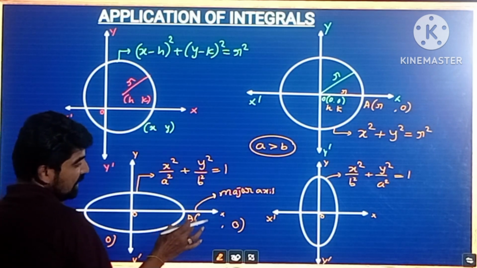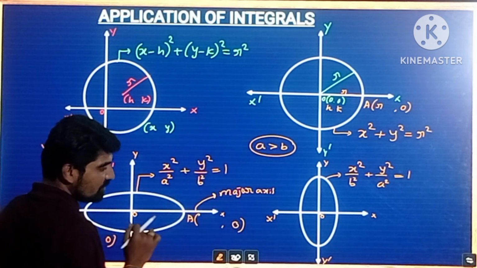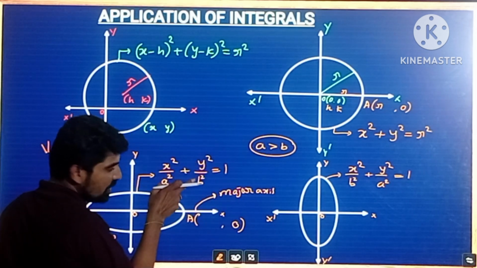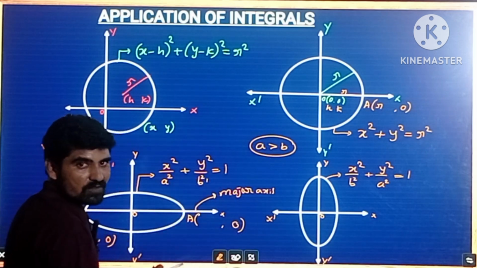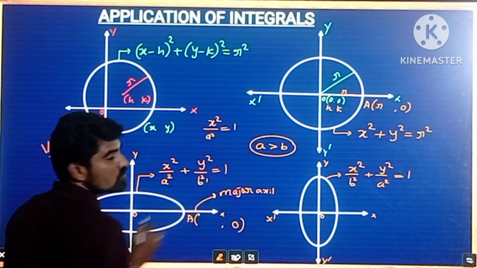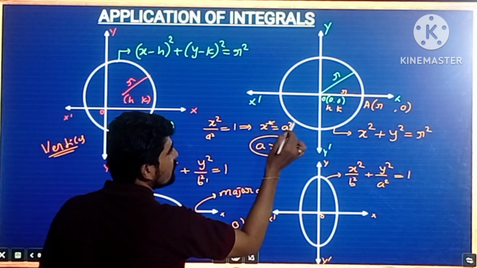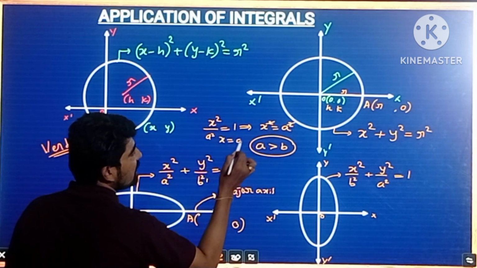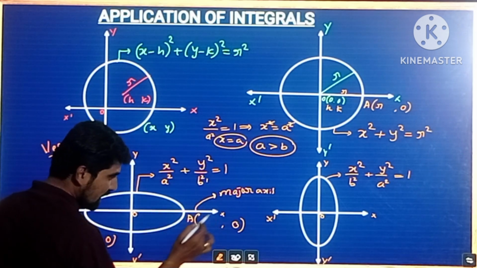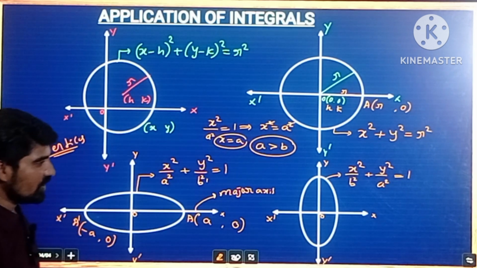And the x coordinate of the point A is obtained by substituting 0, the value of y, in the equation of the ellipse. If you substitute y equals 0 in this equation, 0 by b square becomes 0. What remains? x square by a square equals 1. By cross multiplying, we get x square equals a square. The squares get cancelled. x is equal to a. Therefore, the x coordinate of the point A on the positive x-axis is plus a, and on the negative x-axis minus a. I hope all of you understood.